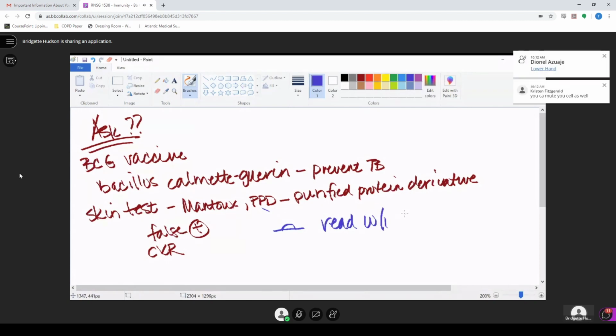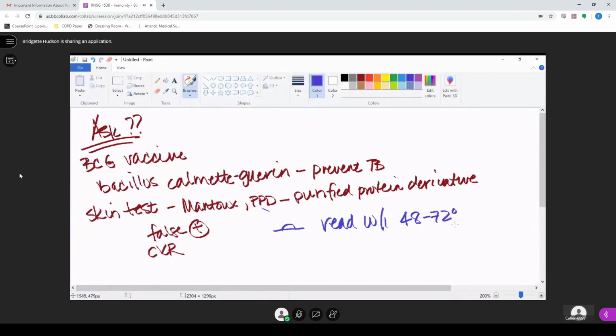Go ahead. 24 to 72. So 48 to 72 hours is when it needs to be read. And what we're reading is the induration of where the PPD was done. It should always be done on the inner forearm, and there's plenty of space for it.